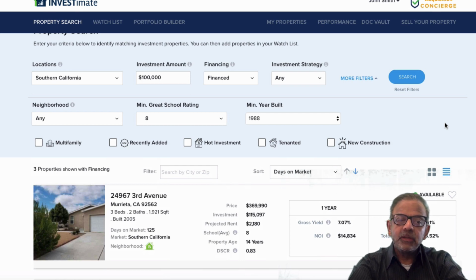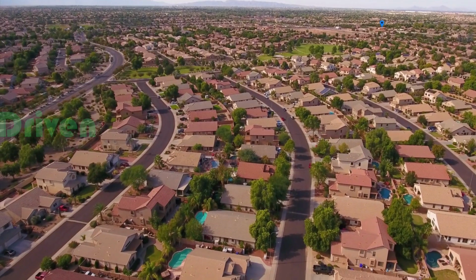So that's a quick session today on the search criteria on INVESTimate, and we'll get you through more parts of the software as we move along.